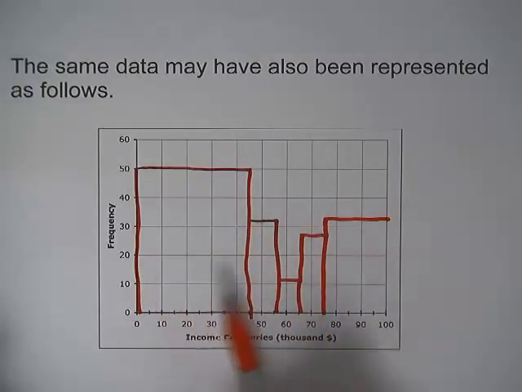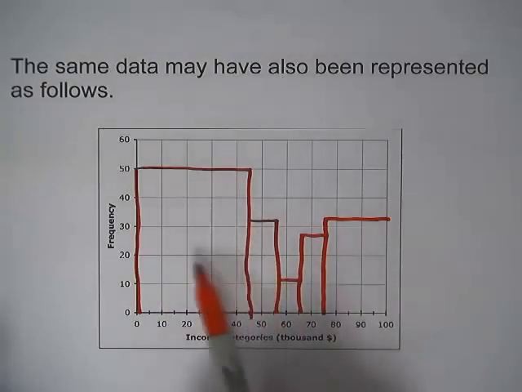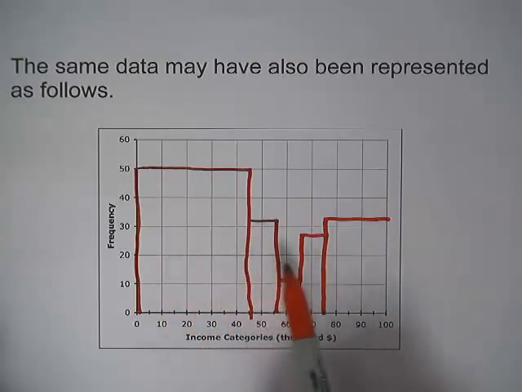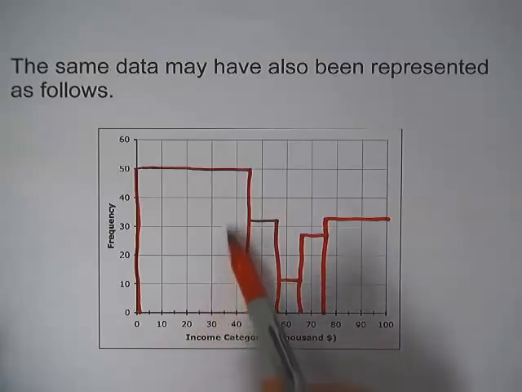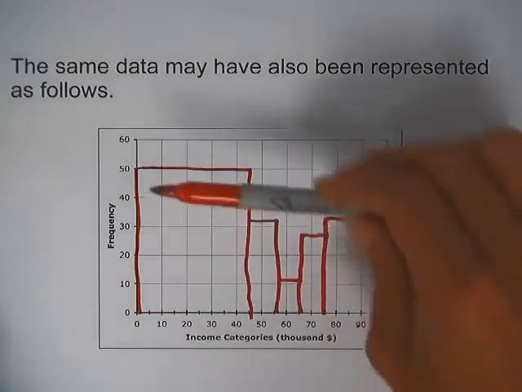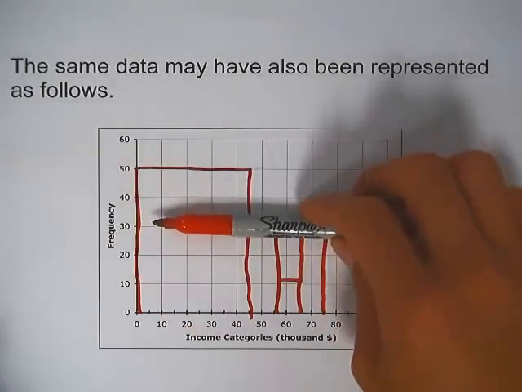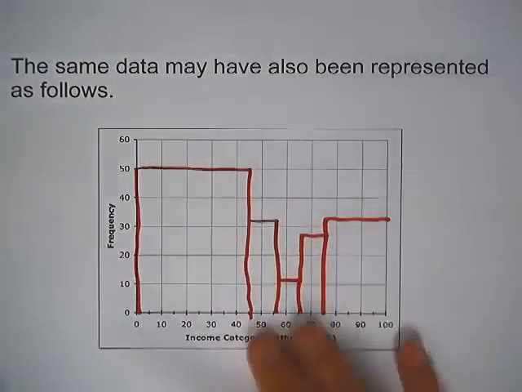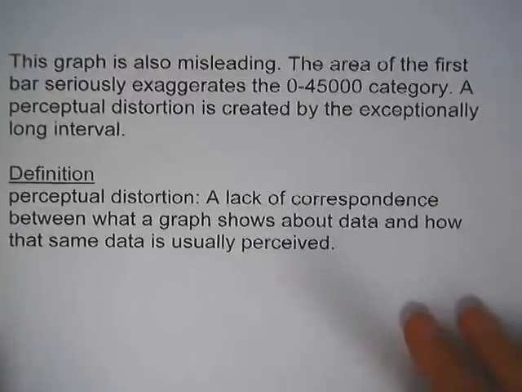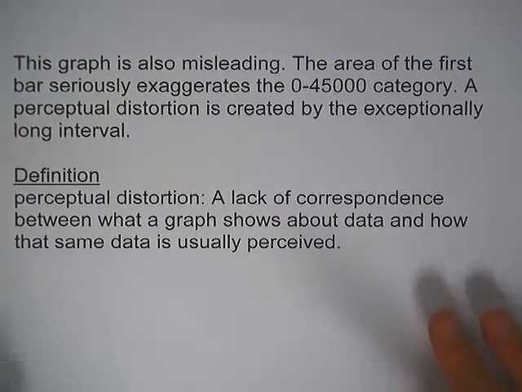Even though there's 50 people here and 33 people here, the difference is 17 people in this box versus this box. We can see that this area is way, way bigger. Even though just the height is representing the number of people, this bar looks way bigger than this. So again, this graph is also misleading. The area in the first bar seriously exaggerates the 0 to 45,000 category.